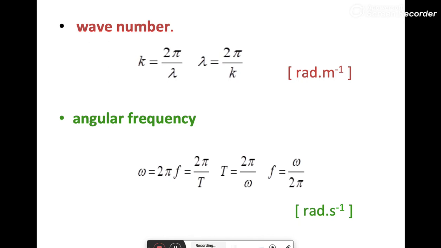Now again, two important quantities of wave motion. They are wave number and angular frequency. Wave number k can be defined as 2 pi by lambda. Therefore, lambda becomes 2 pi by k. Angular frequency omega can be expressed in terms of 2 pi f, or f is equal to omega upon 2 pi. Likewise, omega is equal to 2 pi by T and T is equal to 2 pi by omega.